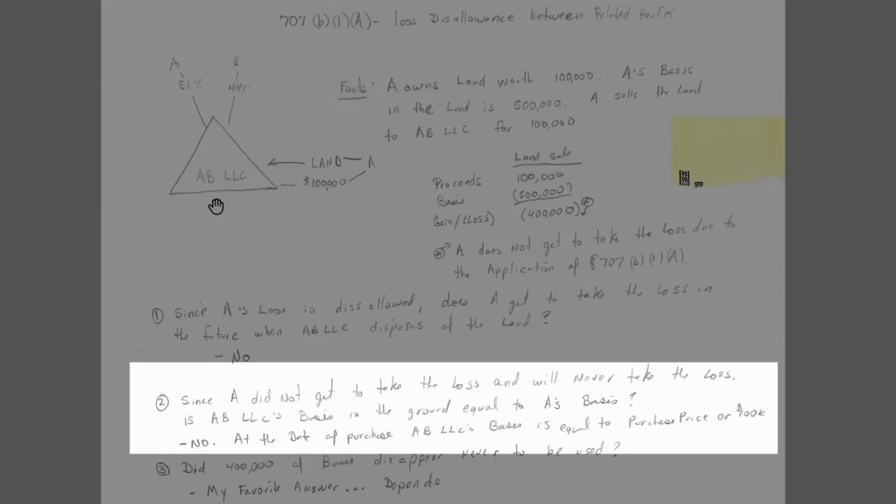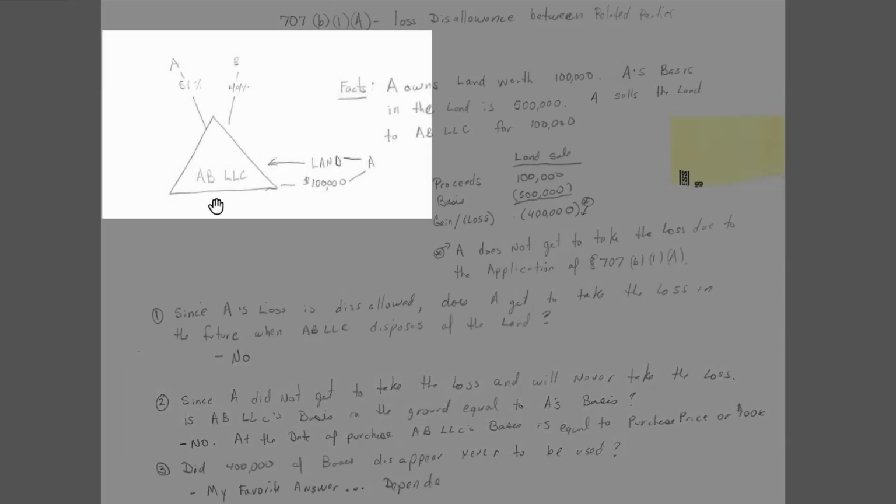Or 100,000. So AB bought that land for how much, Alyssa? 100,000. So AB's basis in the ground at the date of purchase is how much? 100,000. Okay. So what's the next question say?